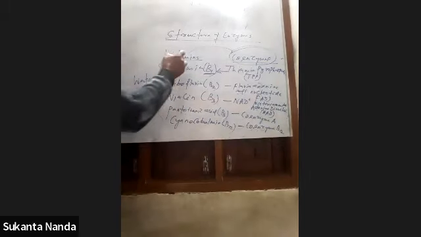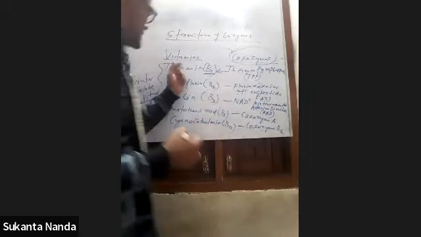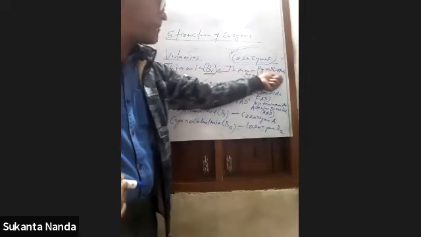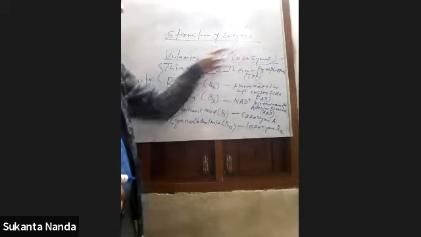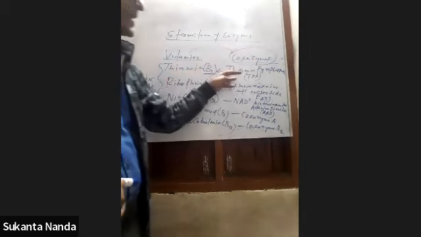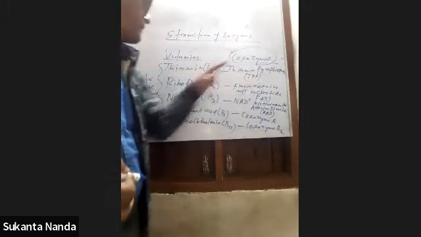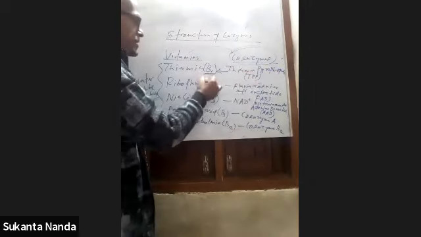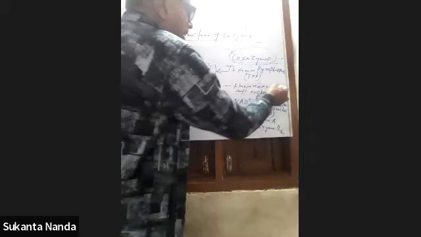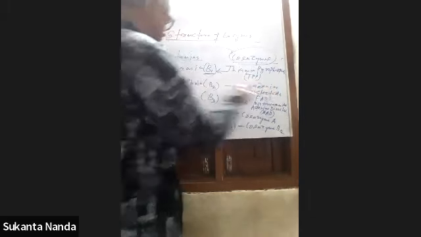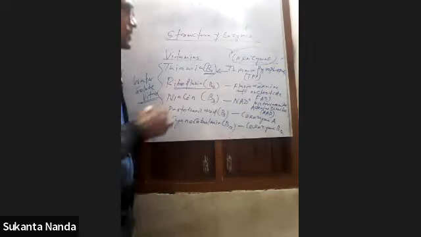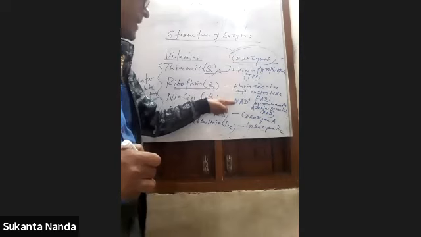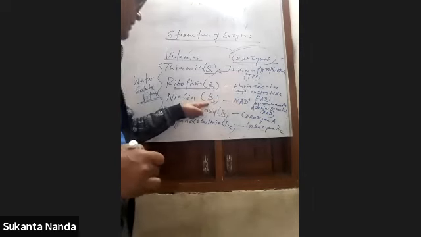Okay, you see the coenzymes. That is thiamine. Vitamin B1 relates with thiamine pyrophosphate. Which coenzyme relates with vitamin B1? Thiamine pyrophosphate, TPP. Which coenzyme relates with vitamin B2? That is flavin adenine dinucleotide, that is FAD. That is riboflavin. Which vitamin relates with the coenzyme NAD? NAD with vitamin B3.